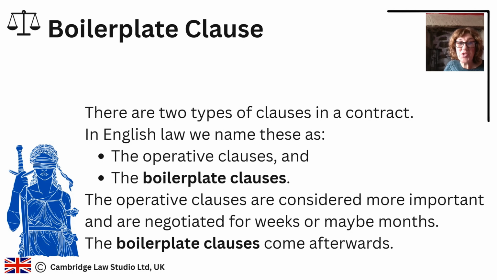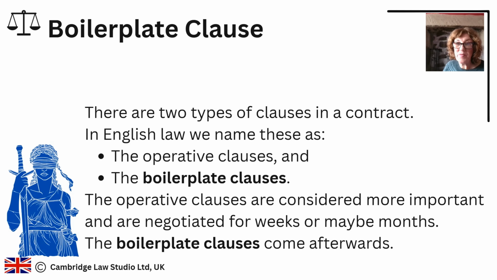So, there are two types of clauses in a contract. In English law, we name these as the operative clauses and the boilerplate clauses. The operative clauses are considered more important and are negotiated for weeks or maybe months. The boilerplate clauses come afterwards.